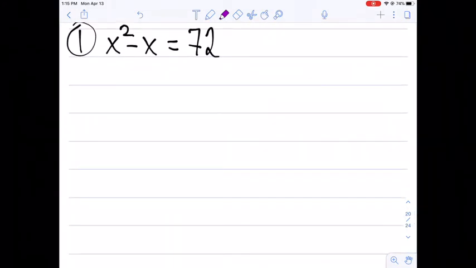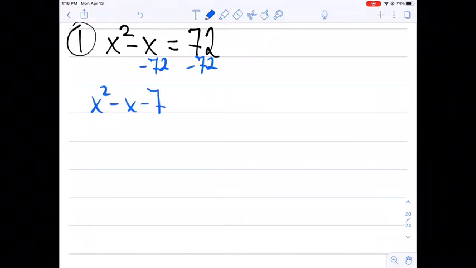Okay, so here we go. Now, the first thing you need to notice is that one side is not equal to 0. So we're going to make that happen. And again, remember my little rule of keeping x squared positive, and it's positive already here on the left side, so we want to make sure that stays positive. So all we're going to do is subtract 72 from each side. So I get x squared minus x minus 72 equals 0.